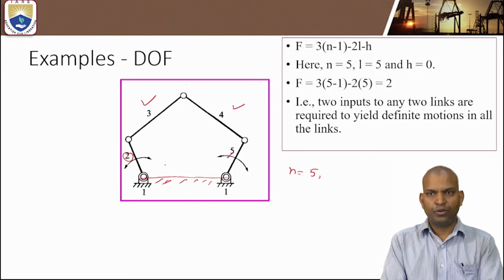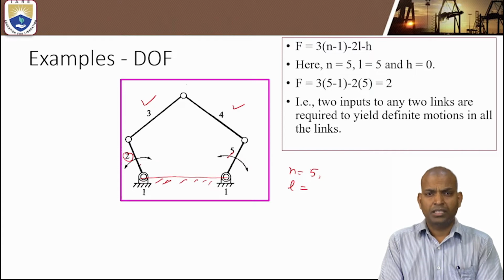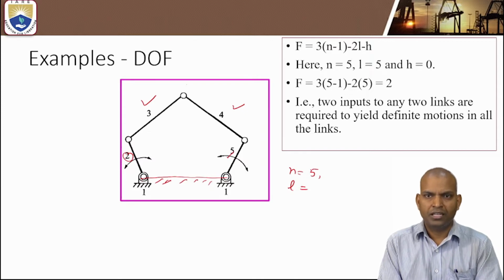And how many lower pairs are there? Again, lower pair means the contact between two elements of a pair is either surface contact or area contact. Link 1 and 2 is area contact, link 2 and 3 the same, link 3 and 4, link 4 and 5, and 5 and 1. So how many lower pairs are there? There are 1, 2, 3, 4 and 5. L equals 5.